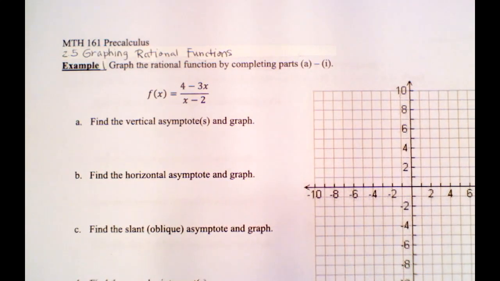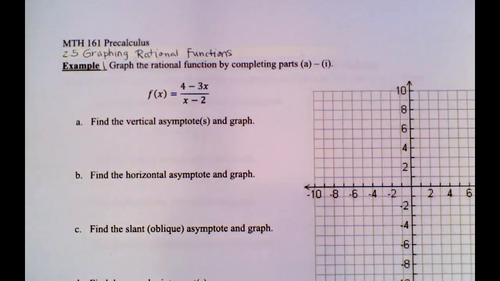Graph the rational function by completing parts A through I. And I know for our class you are allowed to use your graphing calculator, but I will ask you to find all these parts of this graph first, in addition to giving me a good graph. So let's find everything. Find A. Find the vertical asymptote. Now guys, 1 second. Let me put this piece of paper under here.